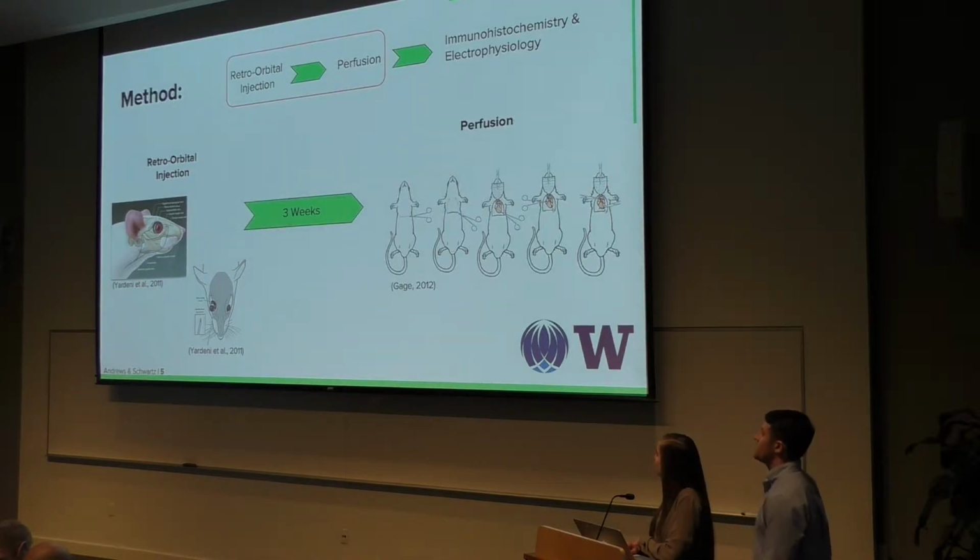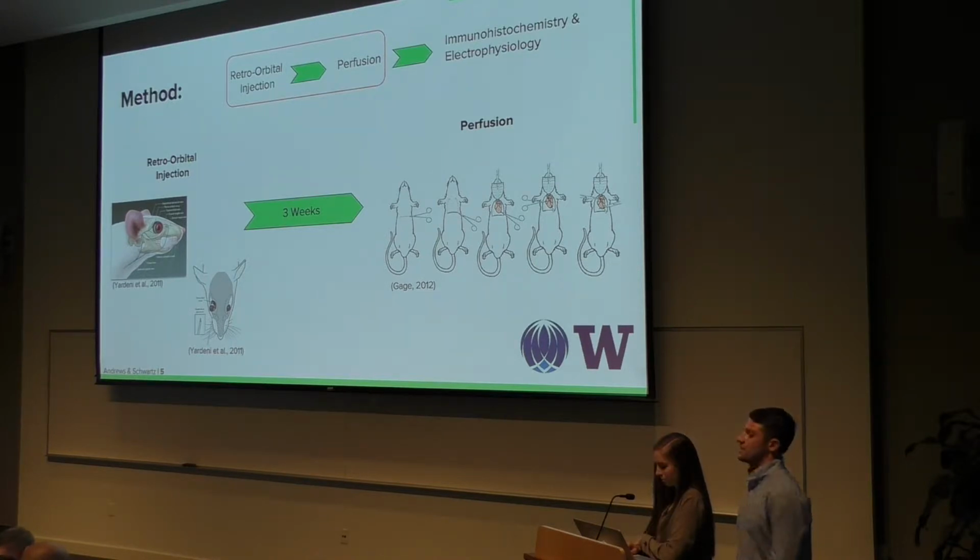We then waited about 3 weeks for the virus to target the area of interest and infect the cells, where we then performed a terminal surgery called a perfusion. A perfusion is a procedure which replaces all existing blood in the brain with a solution called NMDG, which helps to keep the neurons alive and firing even after dissection.